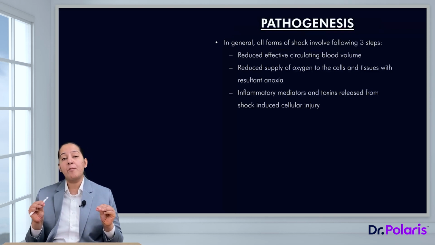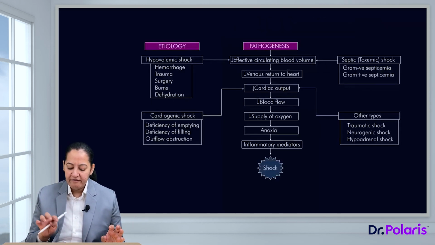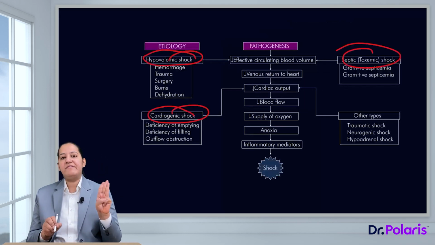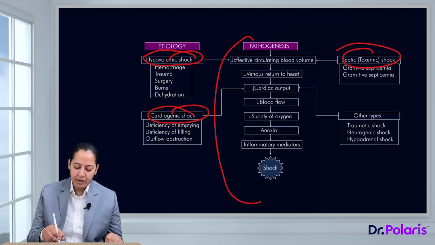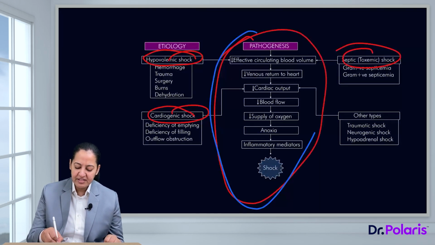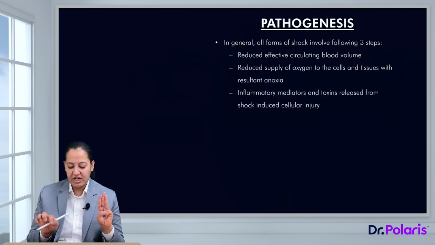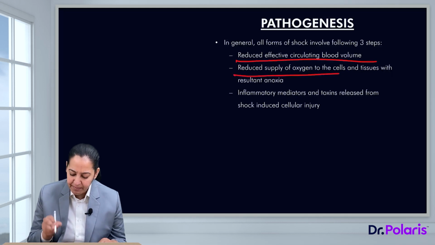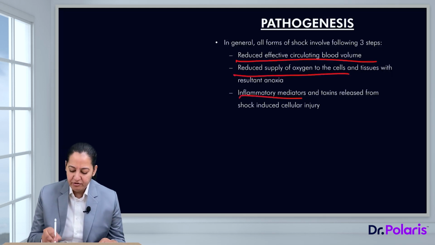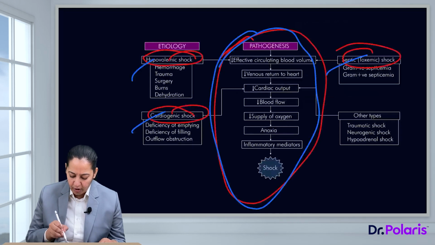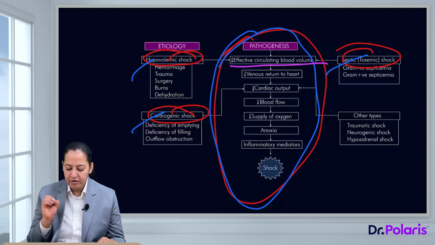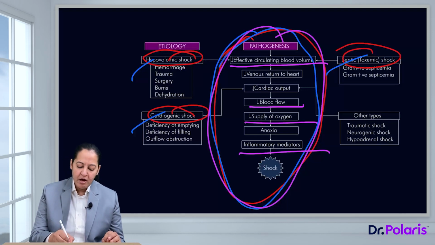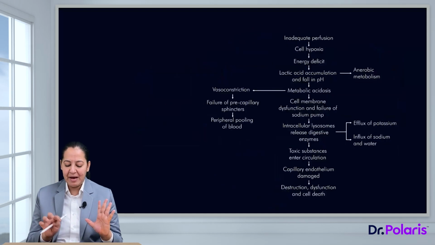Now coming to the common pathogenesis of all three types of shock, whether it is hypovolemic shock, cardiogenic shock or septic shock, three features are common. What are the three common features here? There is reduced circulatory blood volume, there is less supply of oxygen to the tissue, and there are inflammatory mediators or cytokines. So in all of them, decreased circulatory volume, decreased oxygen supply, and inflammatory mediators are common. That is the pathogenesis of shock.